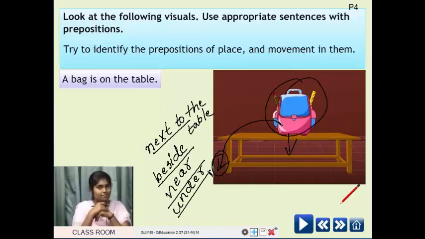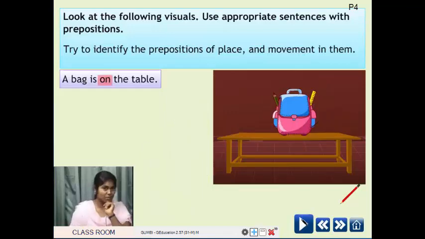So you see so many words you can use here, children, with just one bag and one table. Which are those words you used here? Next to, beside, near, under. On was the first word. Yes. So all these are what are they called? Prepositions. Very good.